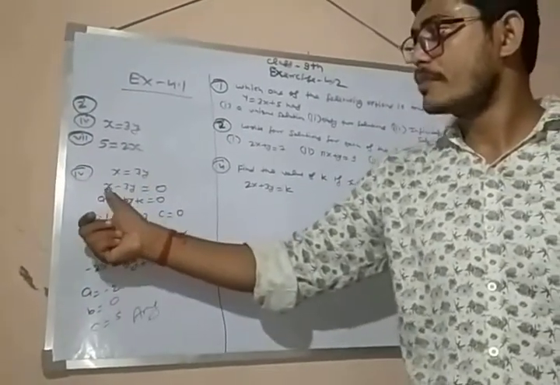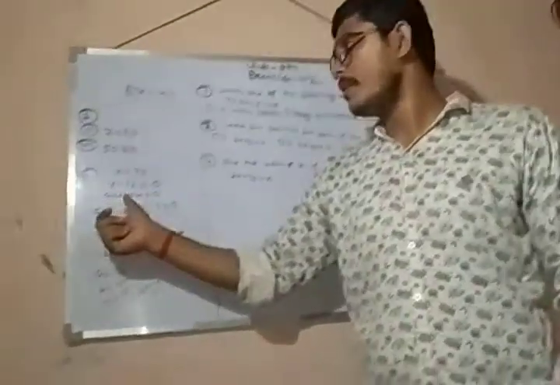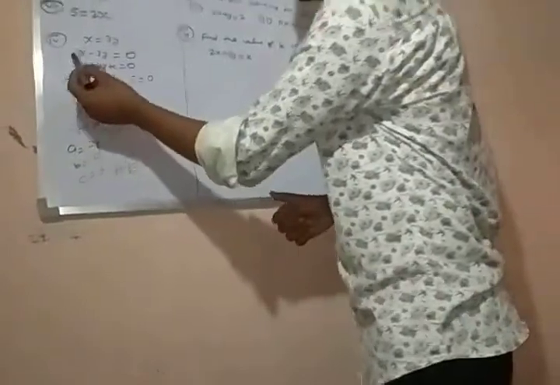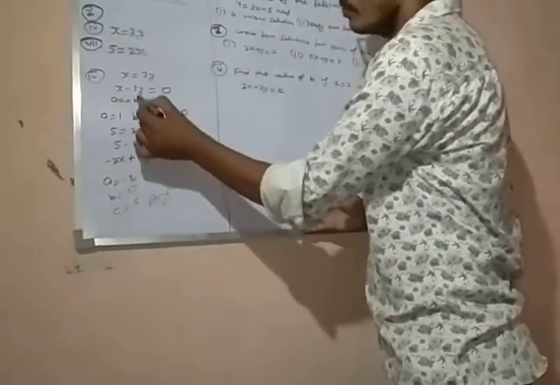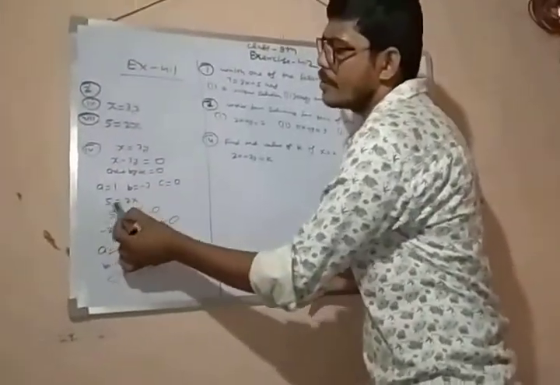4th part, given x is equal to 3y. Transferring to the left side, x minus 3y is equal to 0. Now comparing with the equation ax plus by plus c is equal to 0, a is equal to 1, b is equal to minus 3 and c is equal to 0. And next, 5 is equal to 2x.